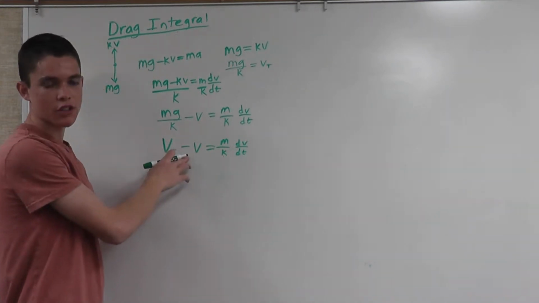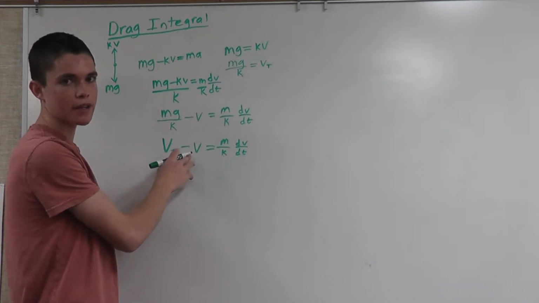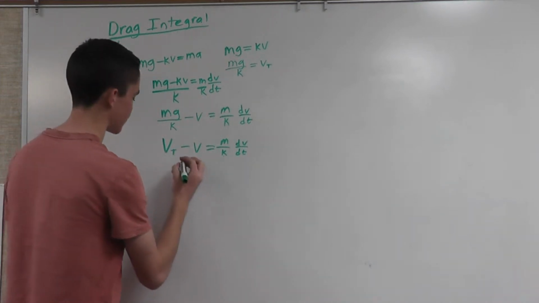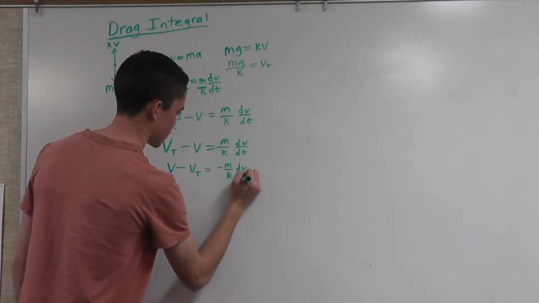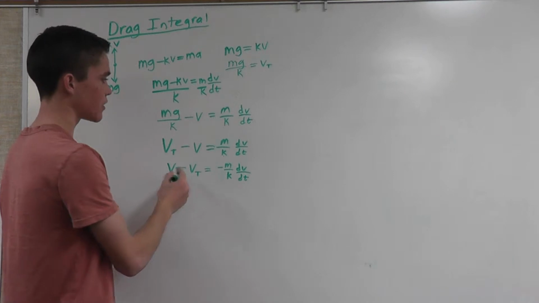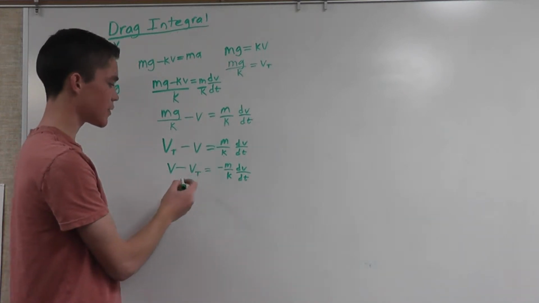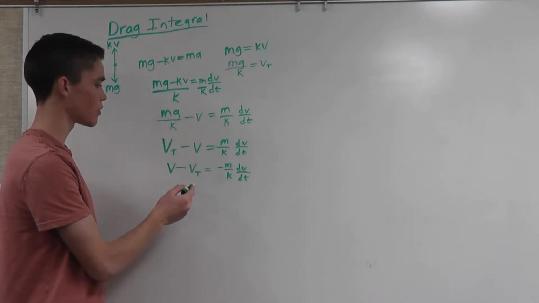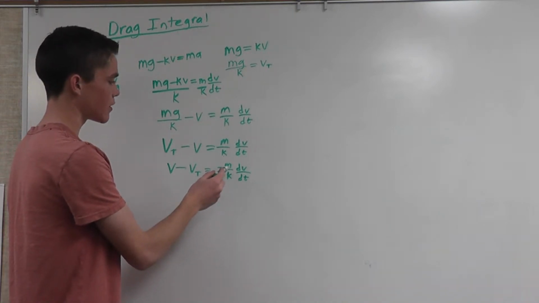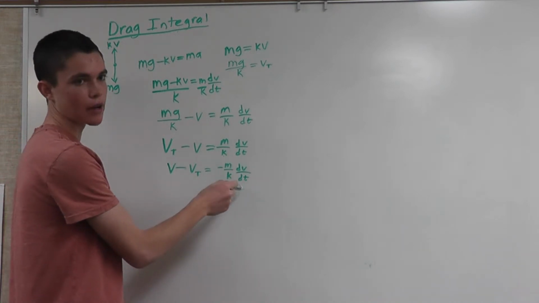Now, we have a negative velocity here, and we want that to be positive, so I'm going to multiply everything by -1 and rearrange the variables. Now, to integrate, we need to have velocity on the same side as dv. So what I'm going to do is divide everything by v over v terminal and multiply k up, divide by m, and multiply by dt.